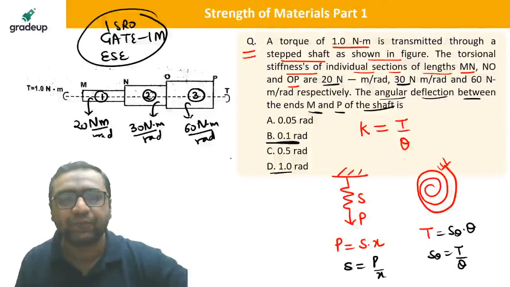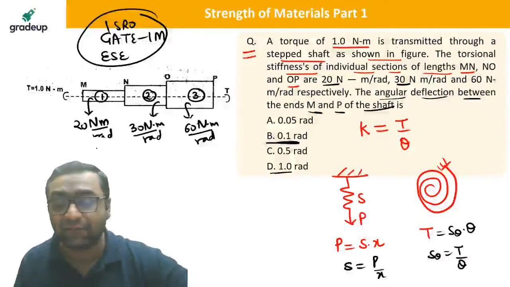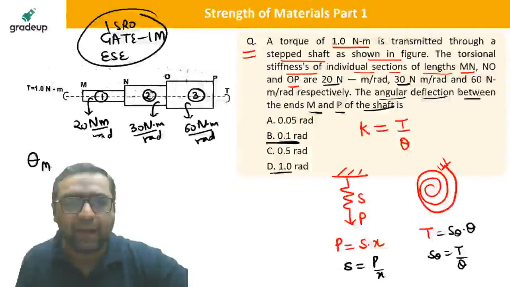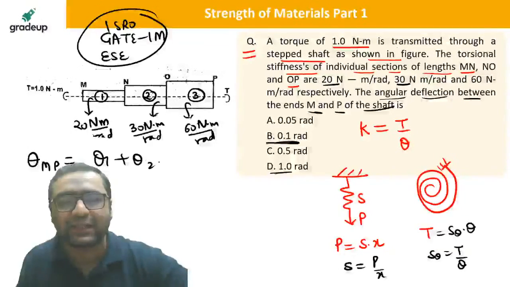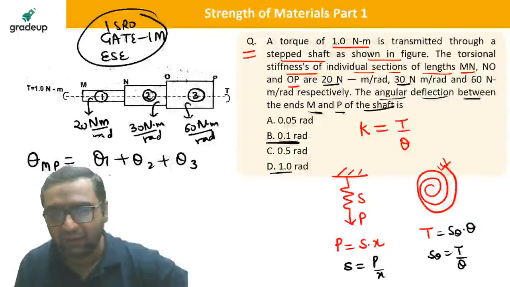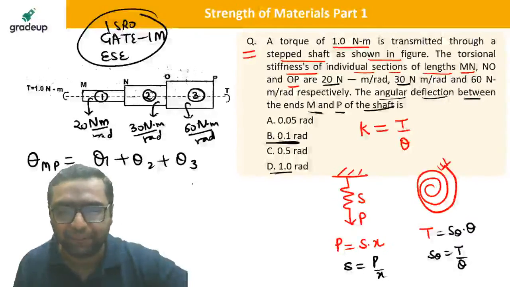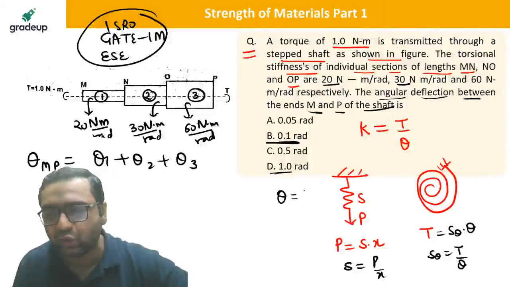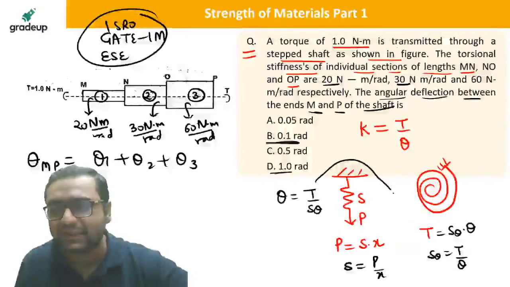Let us check it. So guys, these are the stiffnesses given already. You need to find out the angular deflection. So angular deflection between M and P is nothing but theta 1 plus theta 2 plus theta 3, because in series angular deflection will add. In series deformations add up. So from here you can write theta is equal to T upon S theta. You can write it from this equation.